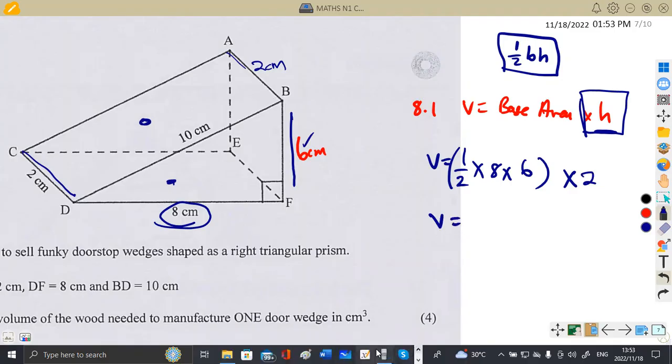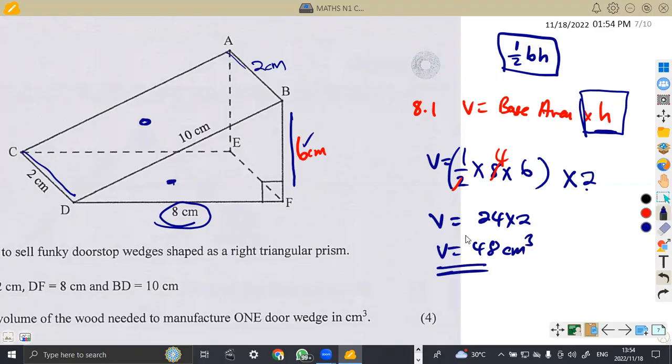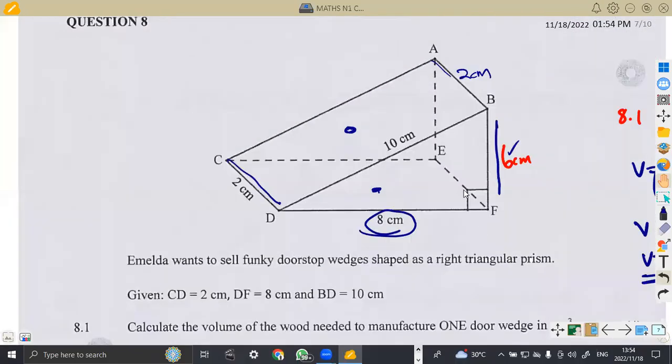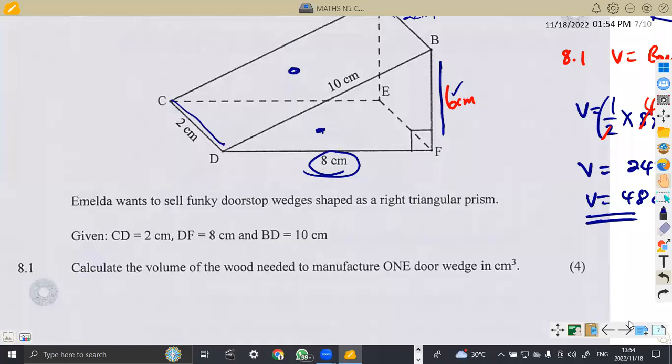So let's first calculate the area of the triangle, which is half of 8 by 6. Half of 8 is 4, isn't it, guys? This is 4 times 6, which is 24. So we're going to have 24 by 2, which is left here, which is going to give us 48 cubic centimeters. That's the volume. So on volume, guys, you're supposed to take note of the information, how you answer your questions. Please take note. So that was 8.1, to calculate the volume of the shape.